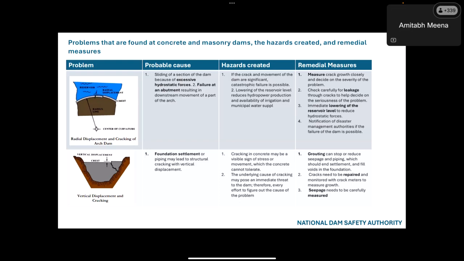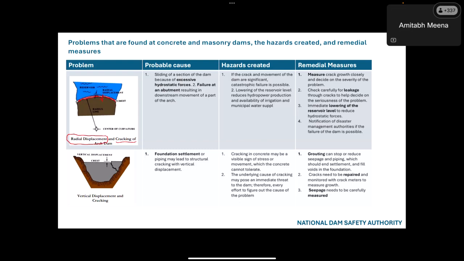Okay, so this pictorial diagram is a diagram of an arch dam. This depicts the radial displacement and cracking. So this is the arch dam. This portion and this portion shifted inwards here. It may be because of excessive hydrostatic forces, or it may be failure at the abutment side.